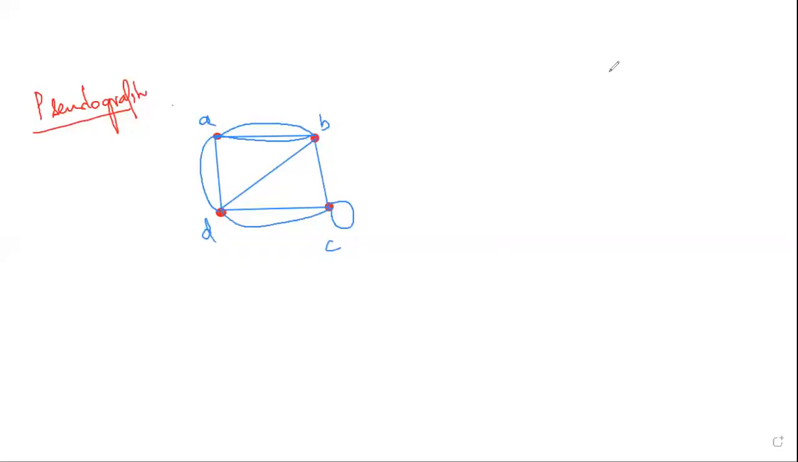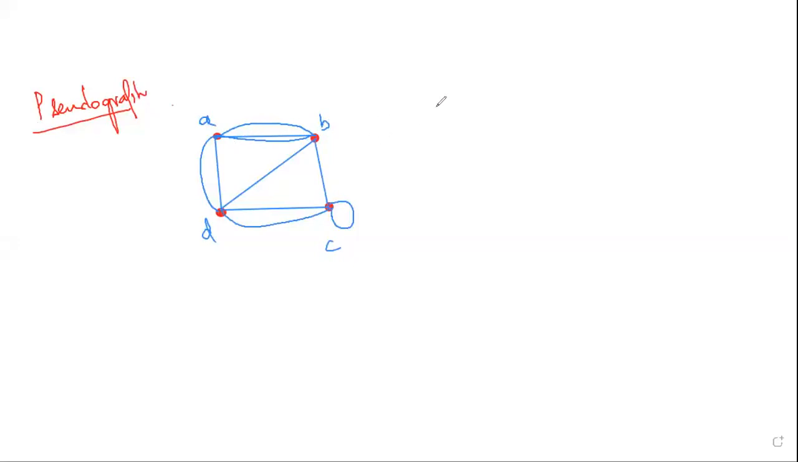So here we have an adjacency matrix. We have a graph and we are supposed to represent it with the help of an adjacency matrix. We have been given a pseudo graph. Pseudo graph means which has both loops and multiple edges. So the graph is as follows. So over here we have the graph.